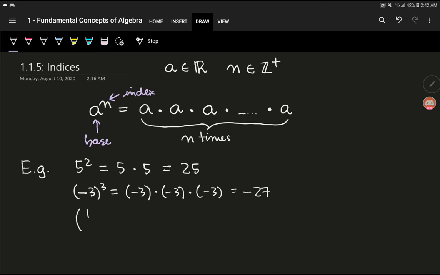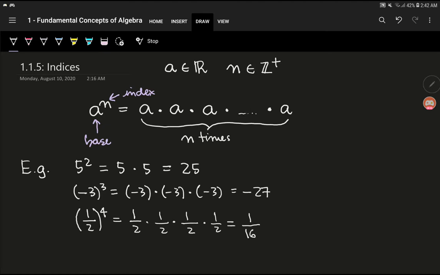Another example is 1 over 2 in brackets to the power of 4. So (1/2) to the power of 4 is simply 1 over 2 multiplied by 1 over 2 multiplied by 1 over 2 multiplied by 1 over 2. It means 1 over 2 is multiplied by itself 4 times. So we have 1 times 1 times 1 times 1 is 1, over 2 times 2 times 2 times 2 gives us 16.